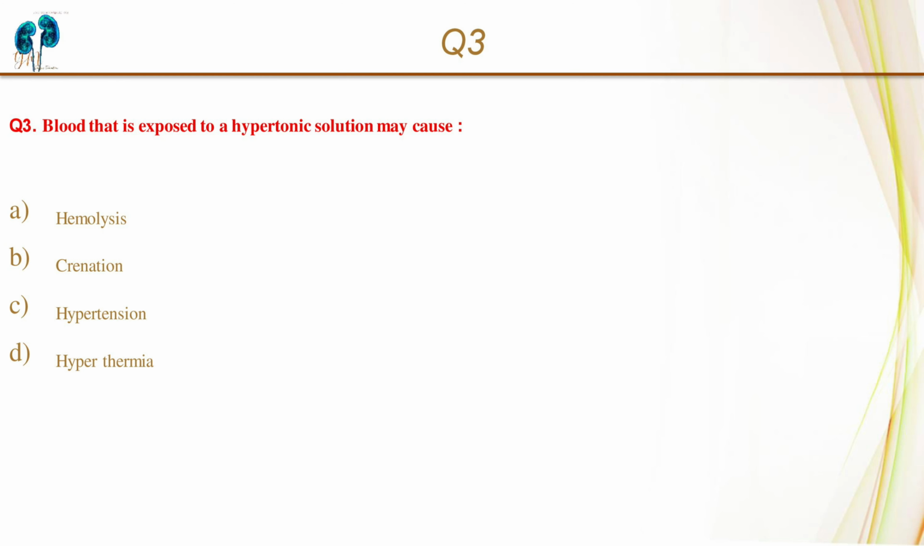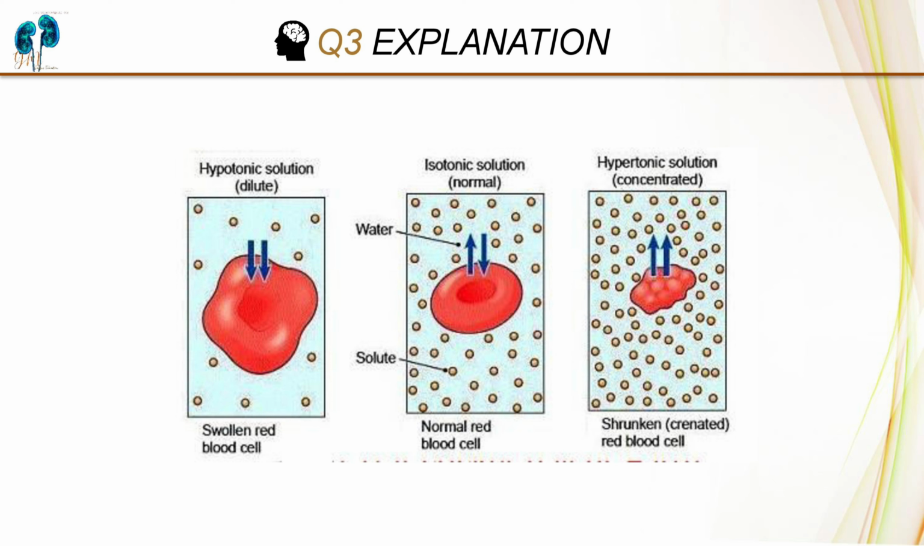The third question is, blood that is exposed to a hypertonic solution may cause option A, hemolysis, option B, crenation, option C, hypertension, option D, hyperthermia. So the explanation for this question we already discussed.